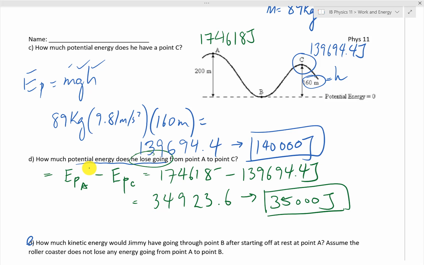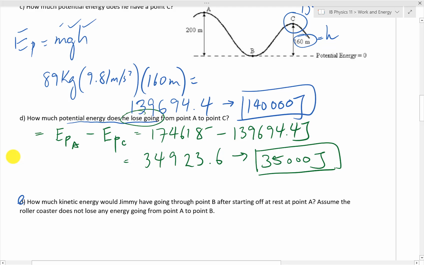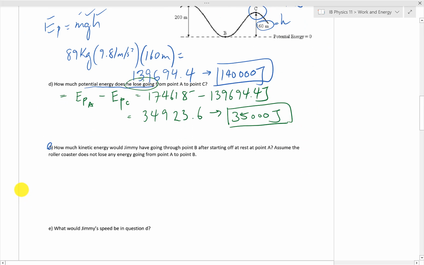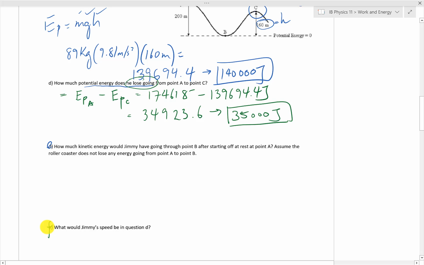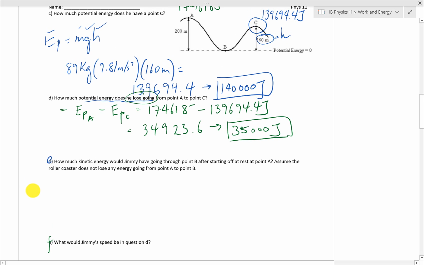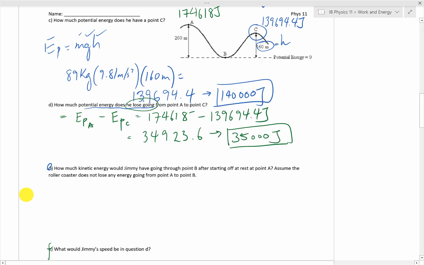You might be wondering, if Jimmy loses that potential energy, where does that energy go? Aha, we're going to talk about that in the next question. Question F. How much kinetic energy would Jimmy have going through point B after starting off at rest at point A? Assume the roller coaster does not lose any energy going from point A to point B. And what I mean by losing any energy is due to friction, thermal energy, heating up the tracks, those kinds of things. So what is going on when Jimmy goes from point A to point B?